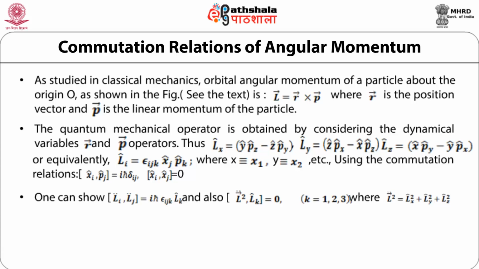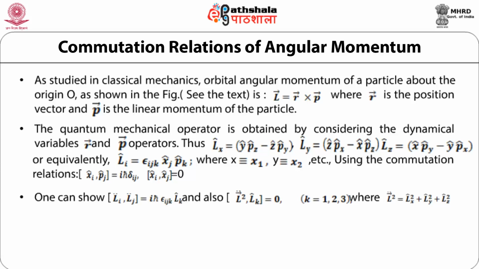And the rank 3 tensor epsilon ijk basically gives the indices ijk, where the index i corresponds to the component of the orbital angular momentum operator, index j corresponds to the component of the position vector operator, and index k corresponds to the component of the linear momentum operator.